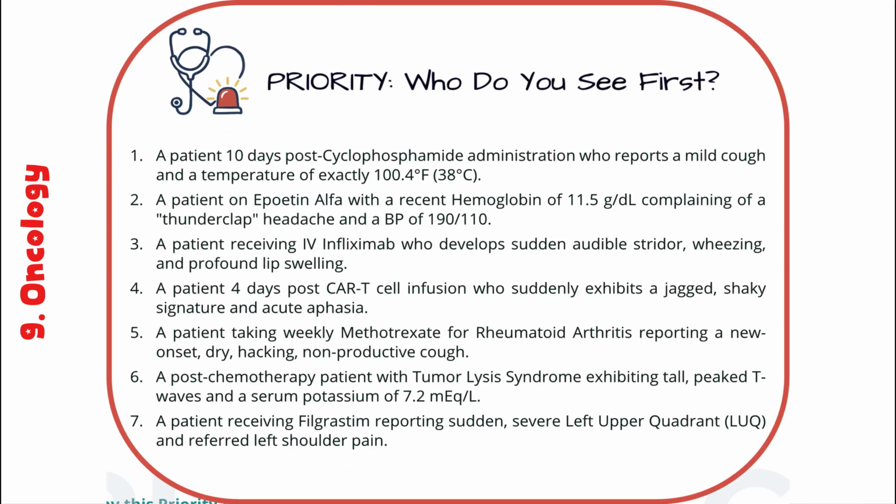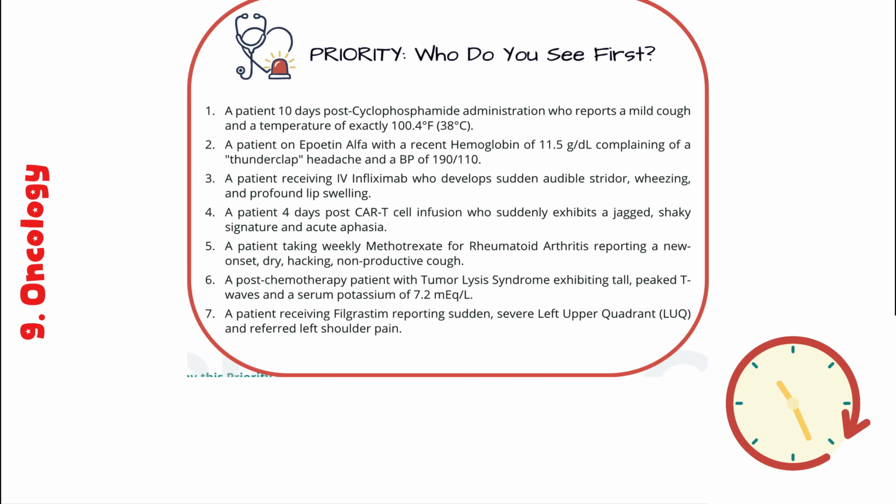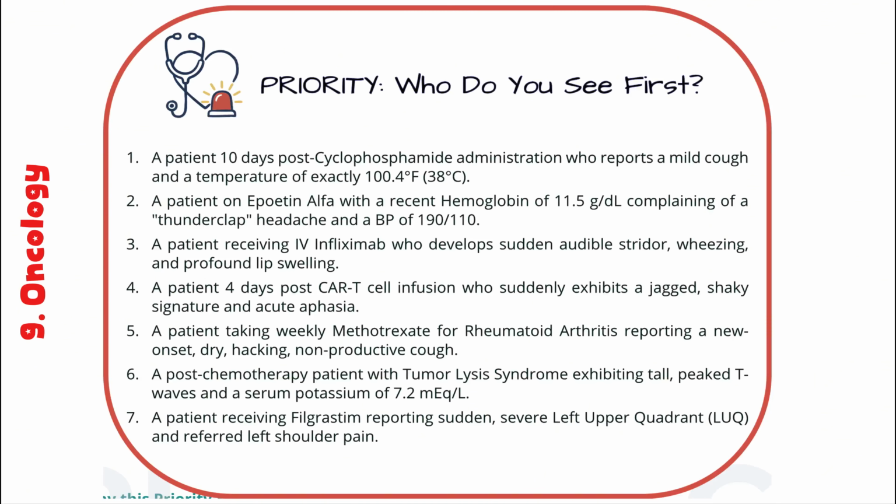Prioritization check. 7 patients, 1 nurse. Pause the video right now, read the list on the screen, and lock in who you would see first. If you chose the patient on IV infliximab, you saved a life. That sudden audible stridor, wheezing, and profound lip swelling is true type 1 anaphylaxis from the chimeric mouse protein. You must disconnect the pump directly at the catheter hub and push rescue IM epinephrine.